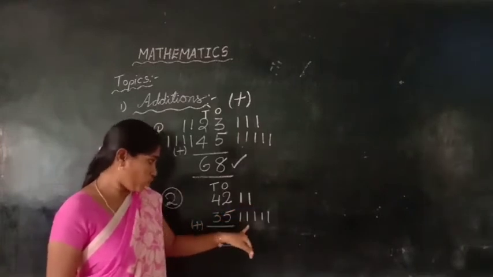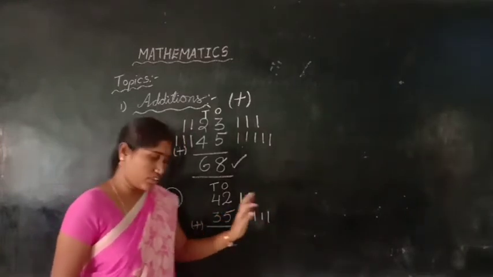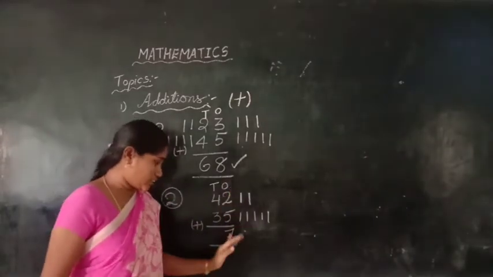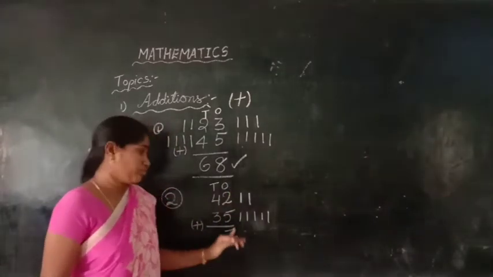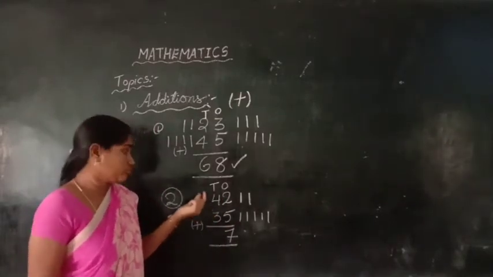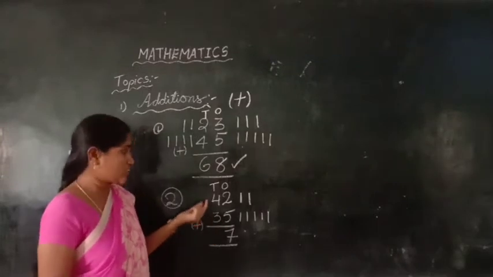1, 2, 3, 4, 5, 6 and 7. So 7 dots are total here. Ones digit total answer is 7. Now what are we doing here? Which digit? This one? Tens digit. Very good. It is tens digit.